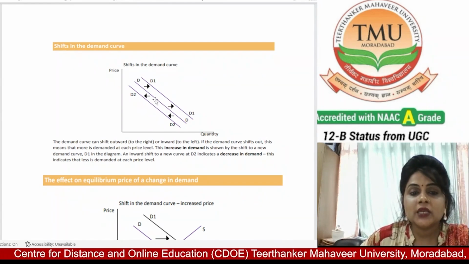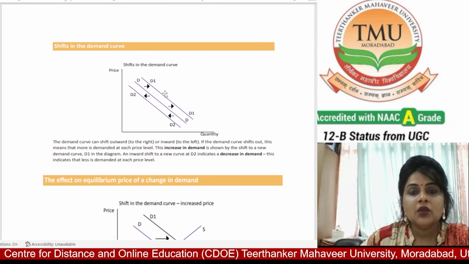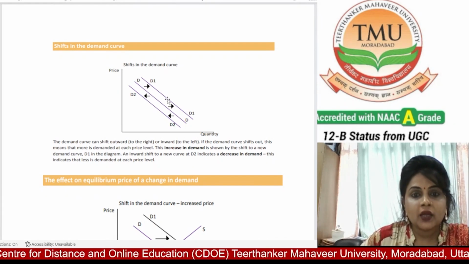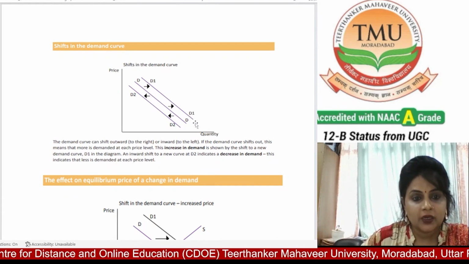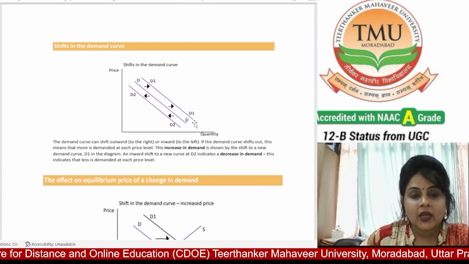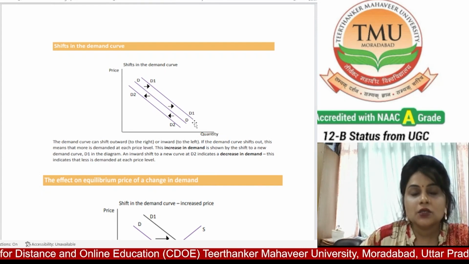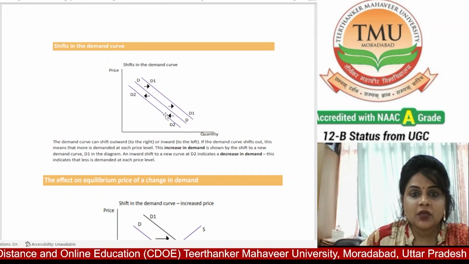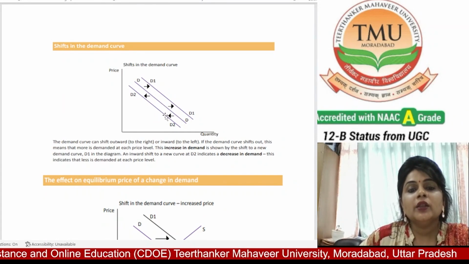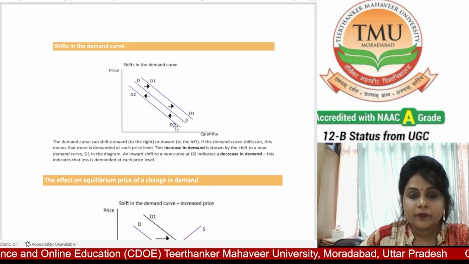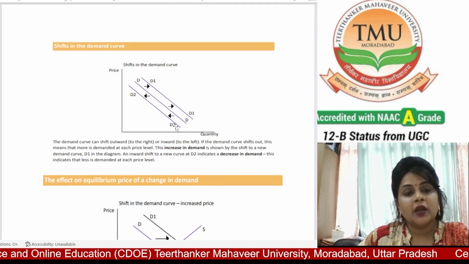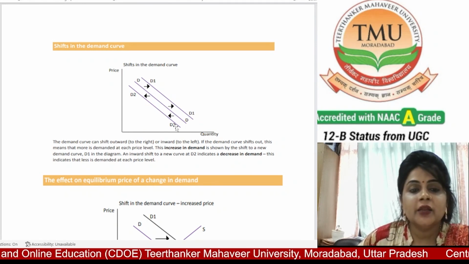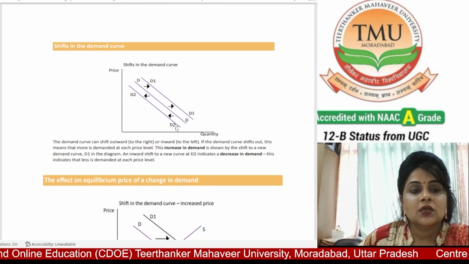So this increase in demand is shown by the shift to a new demand curve D1. D1 in the diagram shows the increase in demand, and an inward shift to a new demand curve D2 indicates a decrease in demand. This indicates that less is demanded at each price.